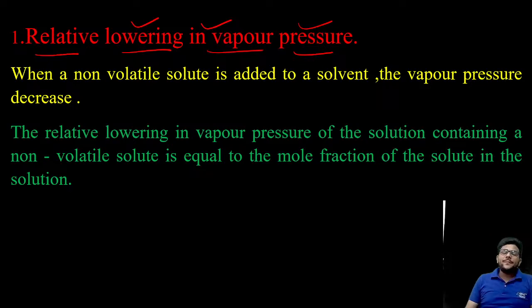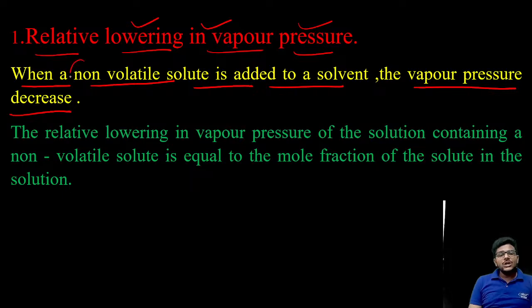So why does the lowering in vapor pressure occur? Because when a non-volatile solute is added to a solvent, the vapor pressure is decreased, because we are adding a non-volatile solute.